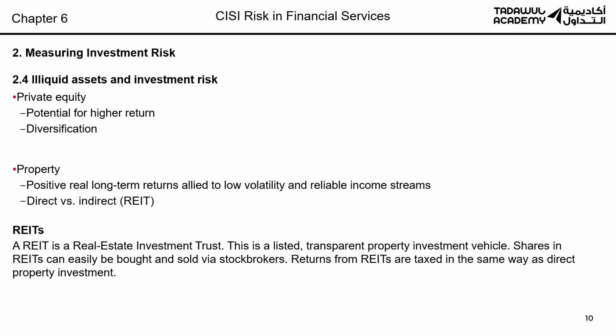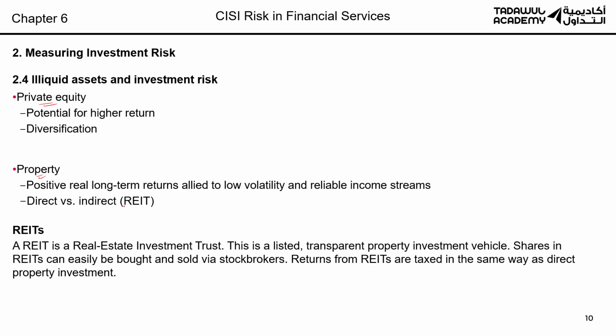Illiquid assets. The two most famous asset classes which are illiquid are private equity and property. Private equity is when you invest in private companies. These are not listed. So you buy equity, you invest in growing companies privately. Why is this illiquid? Because you don't exit quickly. You invest usually for 5 to 7 years. That means the investment is illiquid. It's not like public companies where you can easily sell your shares in the market.